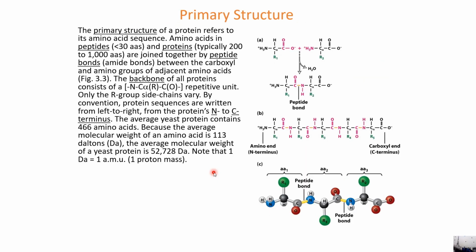As I said, the primary structure of a protein refers to the amino acid sequence. Amino acids in peptides and proteins, typically 20 to 1,000 amino acids, are joined together by peptide bonds or amide bonds between the carboxyl and the amino groups of adjacent amino acids. The backbone of all proteins consists of, as we said, N, C alpha, R side chain, and C double bond O repetitive unit. So only the R group side chains vary. By convention, protein sequences are written from left to right, from the protein's N to C terminus. The average yeast protein contains 446 amino acids. Because the average molecular weight of an amino acid is 110 daltons, the average molecular weight of the yeast protein will be this.